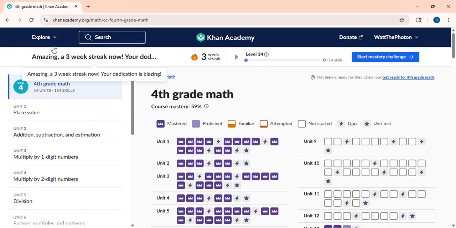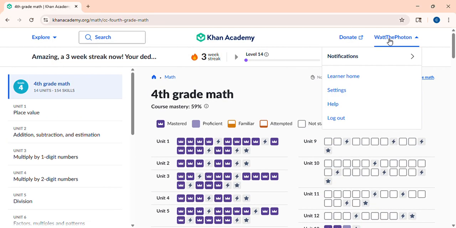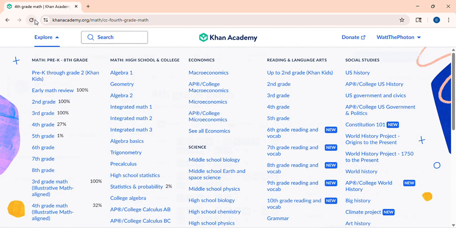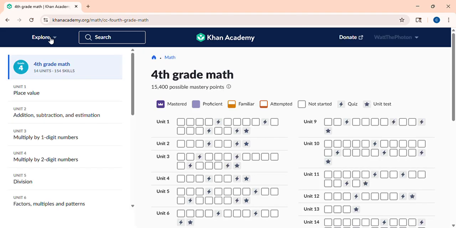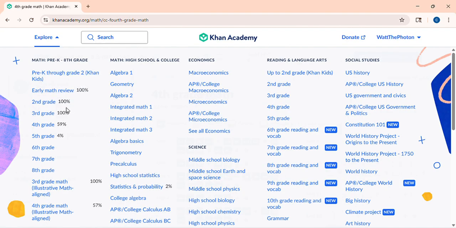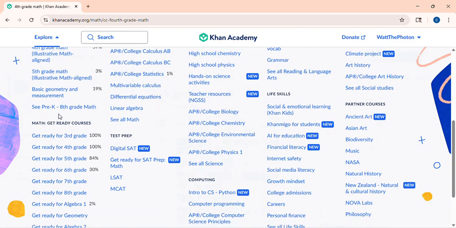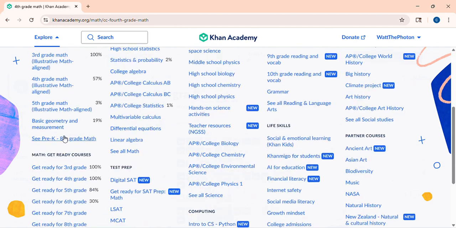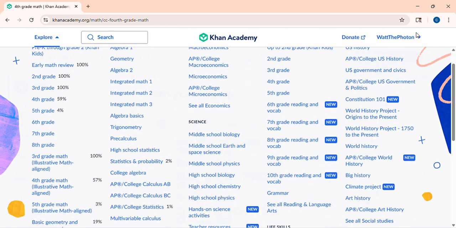59%. That's not a bad number. Let's see. One, two, three. Not bad. Not bad. And then getting ready for the grades. Okay, let's see how we can go. How far we can go.